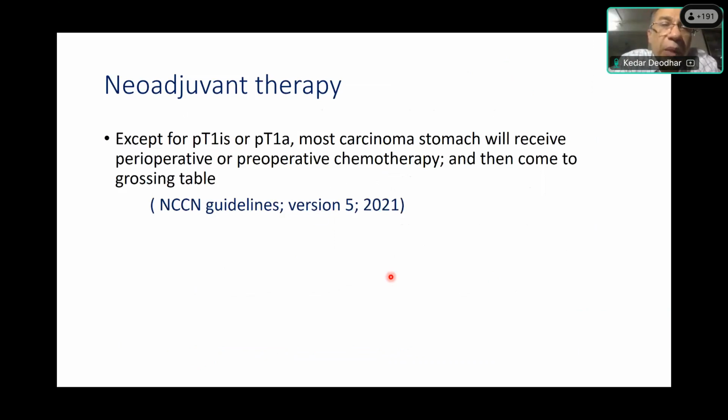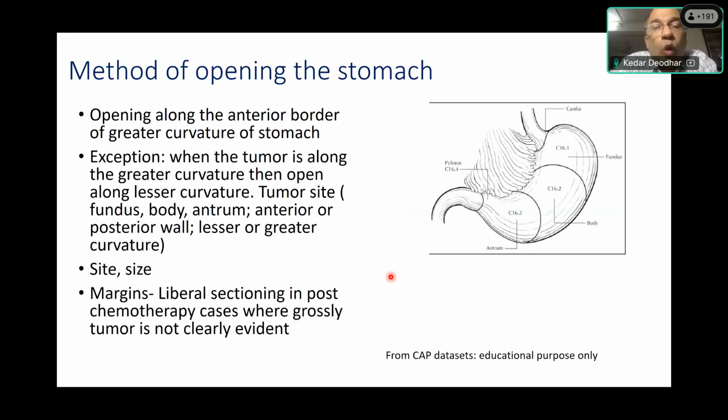So by and large, what we are seeing in the last 7 to 10 years is that except for pT1 or very early gastric cancers, most gastric cancers will receive perioperative or preoperative chemotherapy and then will come on the grossing table. As regards the method of opening the given specimen, usually we open on the greater curvature. The exception is if we have a tumor on the greater curvature, we'll open on the other side, on the lesser curvature.